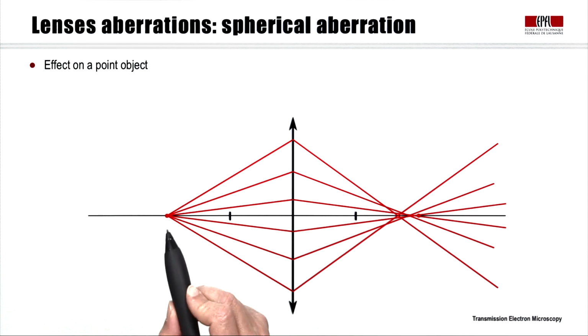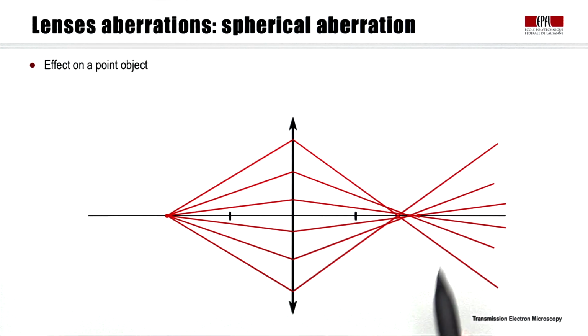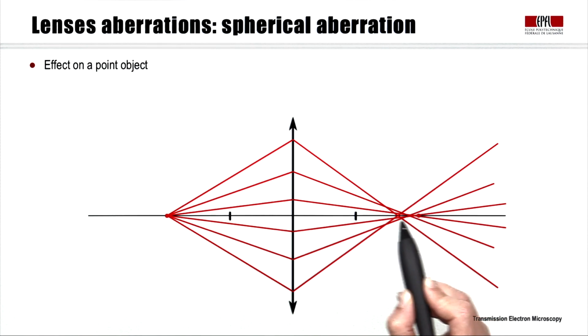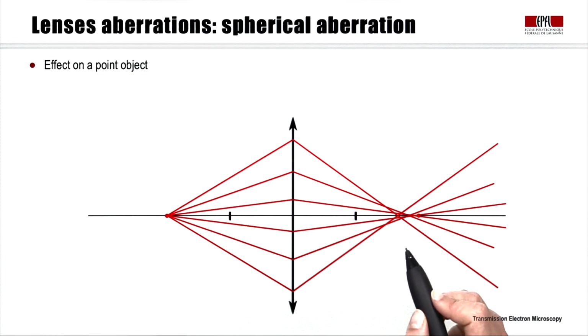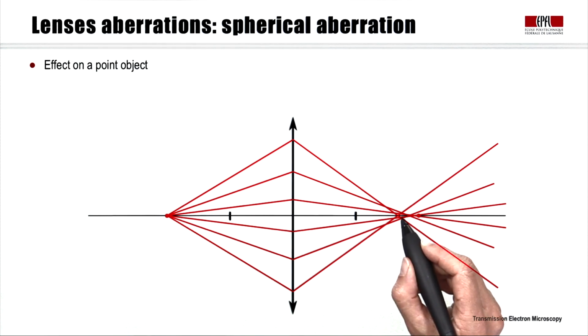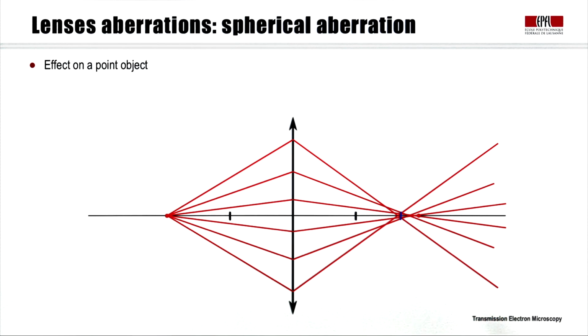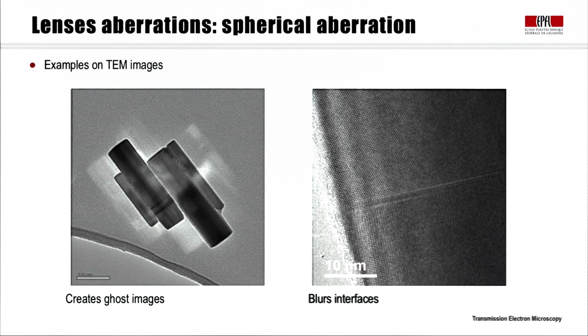You see that the image of a point is not a point anymore, but a disk, and somewhere on the optical axis I have the place where my disk has the smallest possible size. It's the disk of least confusion. This will blur the image and eventually make some kind of strange effects, like the one we will see on the next slide, which show real electron microscopy picture.